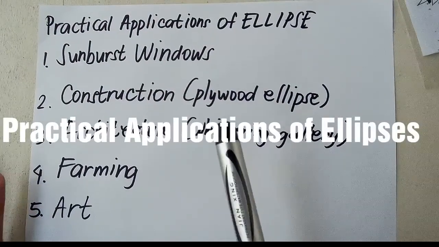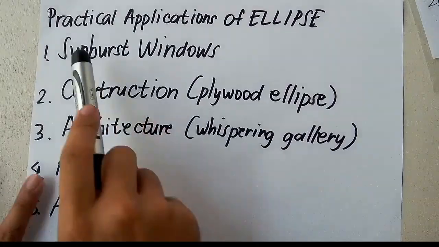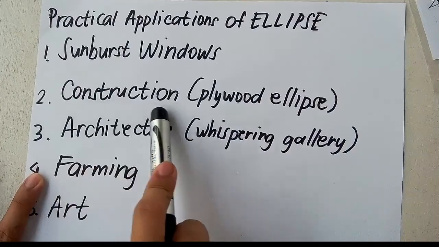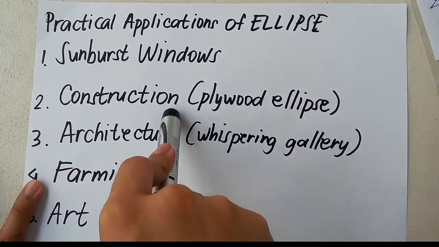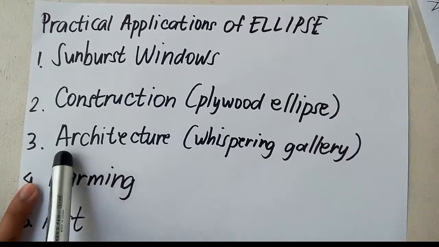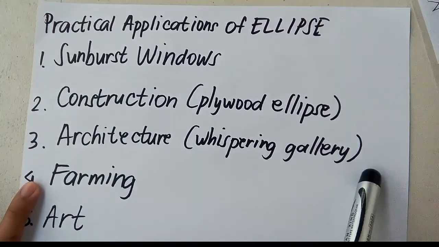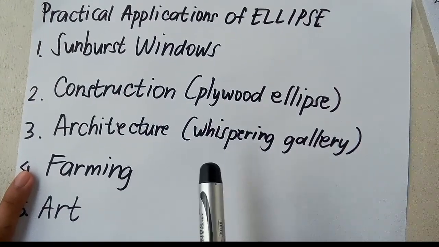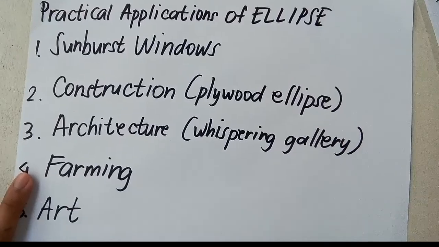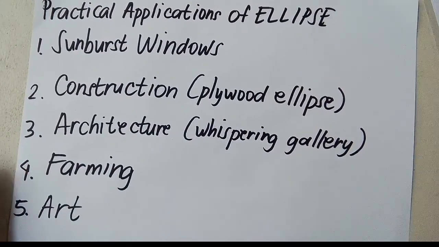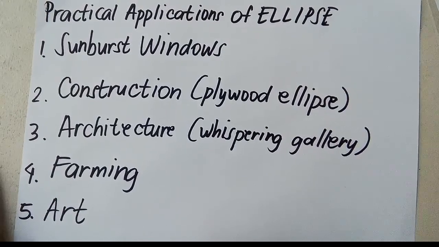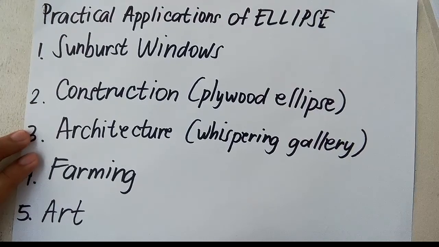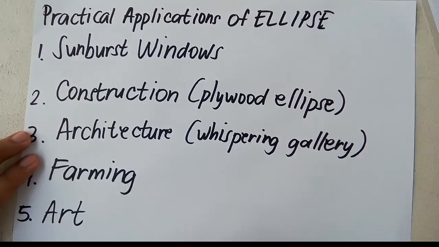So here are the practical applications of the ellipse in our real life. So first, the sunburst window in churches and in homes. Next, it is in construction, especially when you are cutting a plywood into an ellipse. Next is architecture, as seen in a whispering gallery. Next is farming. When you plot your farm into a shape, you have to consider the ellipse as a suitable farming shape. And finally, it is seen in art, especially in various forms of art like painting, sculpture, and many others. So you have learned it all. Congratulations!